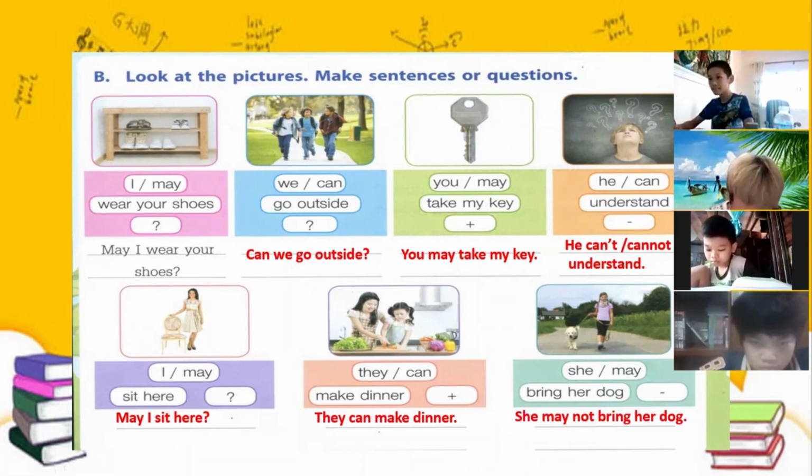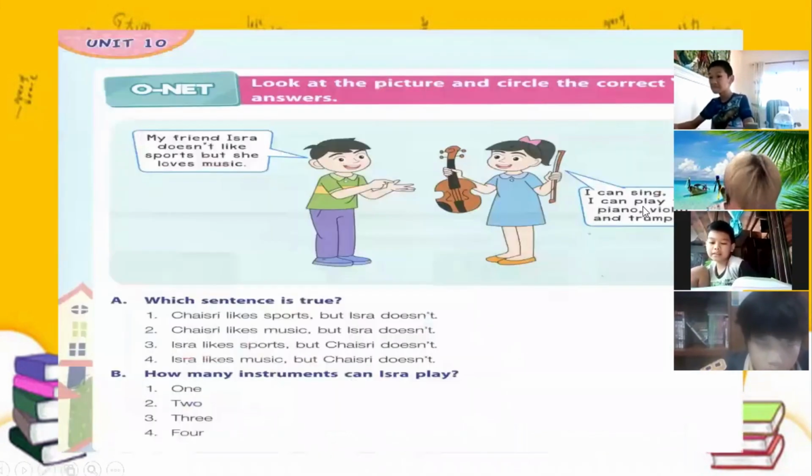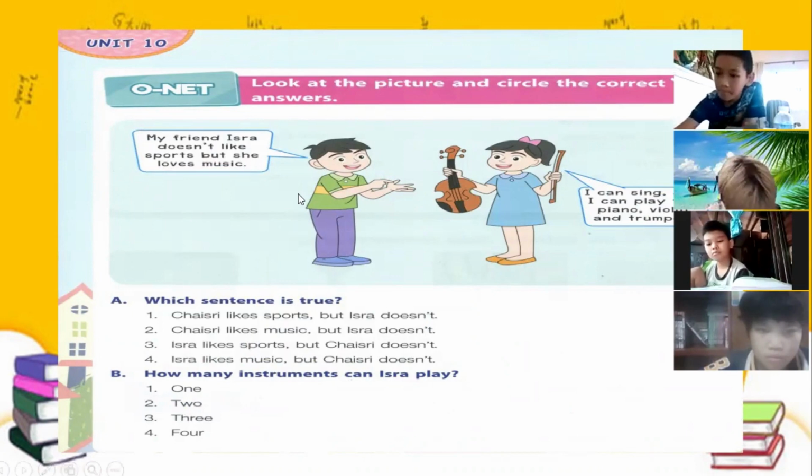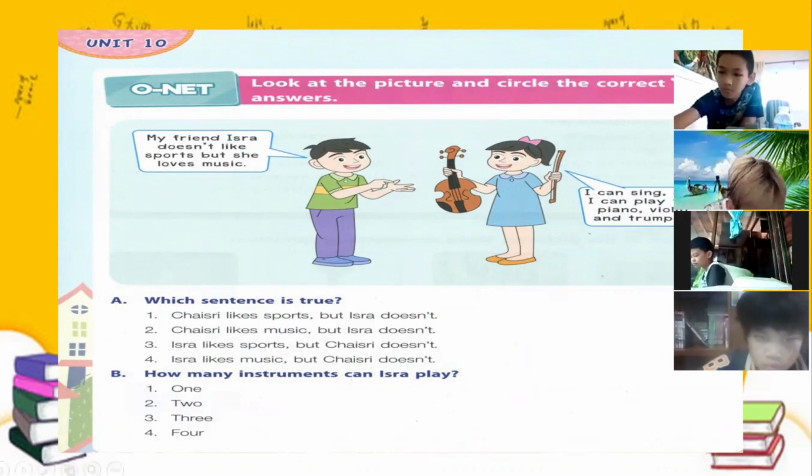Very good, students. All right, now let's move to the last page, page number 50. Here we have a conversation between Chaisri and Isra. The boy, Chaisri, says: My friend Isra doesn't like sports, but she loves music. Now the girl, Isra, says: I can sing and I can play the piano, violin, and trumpet.